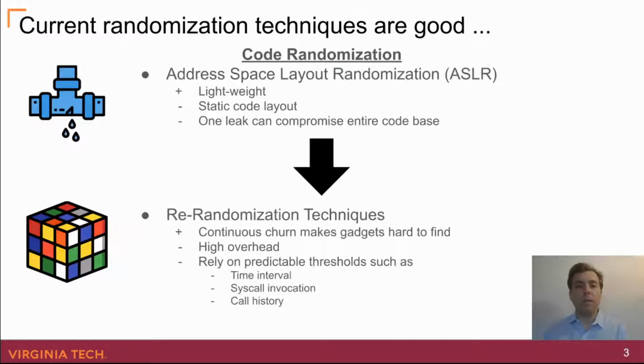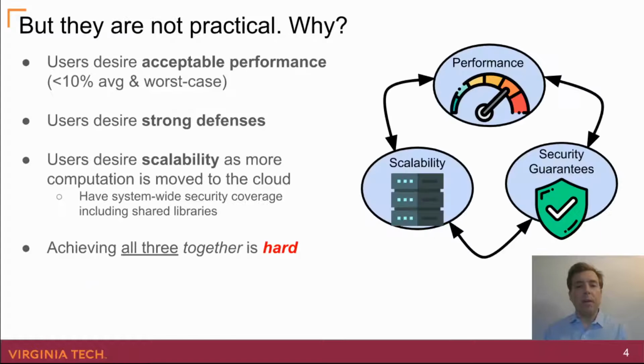ASLR was an early ROP defense that is very lightweight. However, a single code leak can compromise and expose the entire code layout to an attacker. Re-randomization sought to fix this loophole with the intuition that continuous churn of code would make constructing ROP attacks much more challenging. While re-randomization is much stronger, it often comes with a trade-off of having high overheads. So overall, it can be said that current defenses are effective but not really practical.